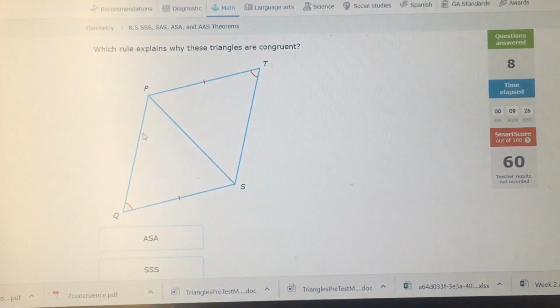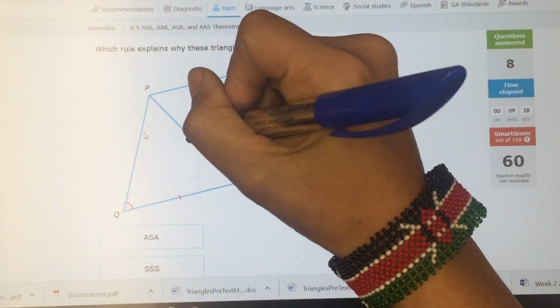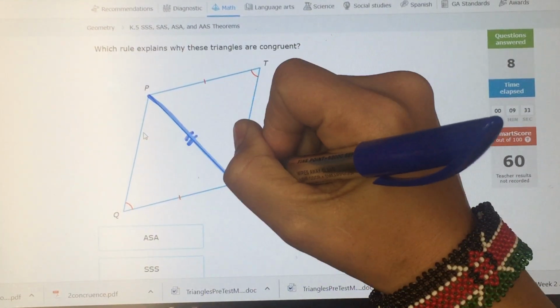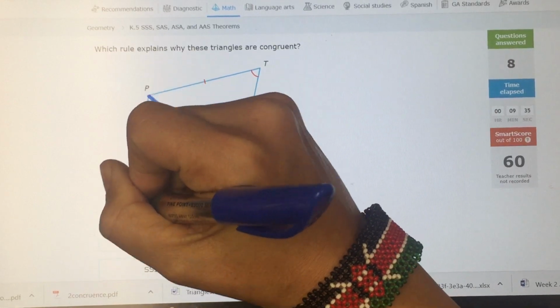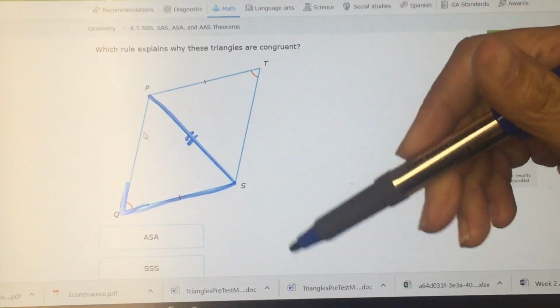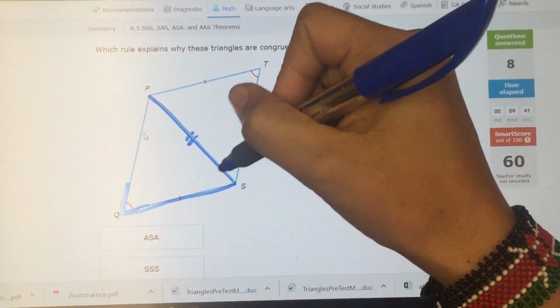All right, any hidden information? Yes, they share a side, reflexive property. Go ahead and put in 2 ticks. Let's highlight what they have given me. Anything with a tick or an arc. All right, and again, just follow the direction of the highlights. Just don't start in the middle. So don't start somewhere here.